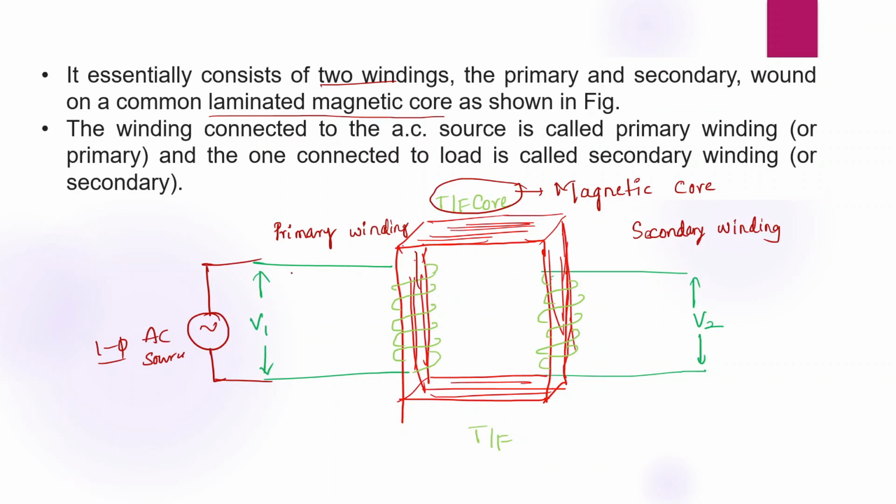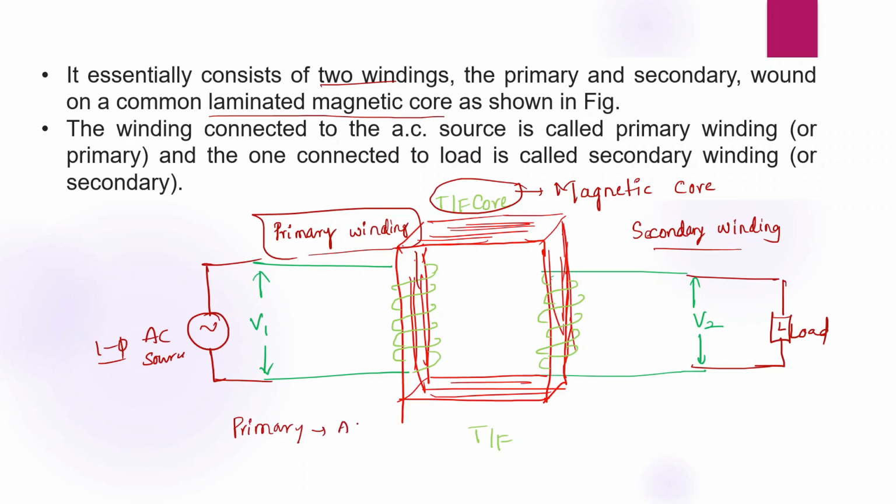The winding connected to single phase AC source is called primary winding, and the one connected to load, this is secondary winding, is connected to load. This is called load. So the winding connected to AC supply is called primary winding, and the winding connected to load is called secondary winding. Okay, so these are the two windings on a transformer.